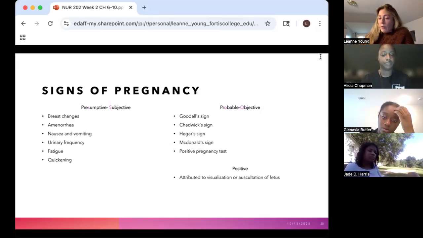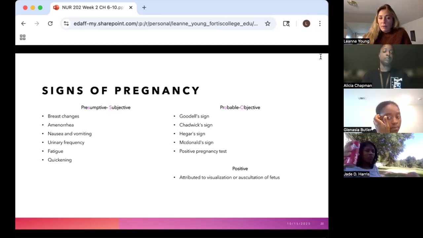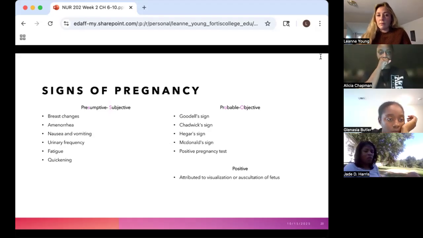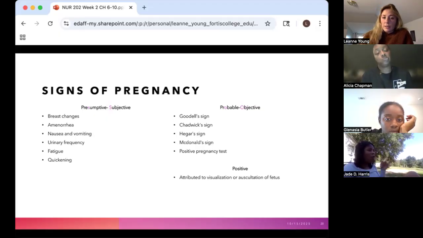Nausea and vomiting also has a huge hormone component. PCOS patients and all those underlying medical conditions can cause nausea and vomiting, so that's not always 100% pregnancy. Urinary frequency, again, is not a positive sign of pregnancy. That can just happen occasionally, or if a woman has a UTI. So you'd ask, what other symptoms are you having? Let's go ahead and test to get a UA.